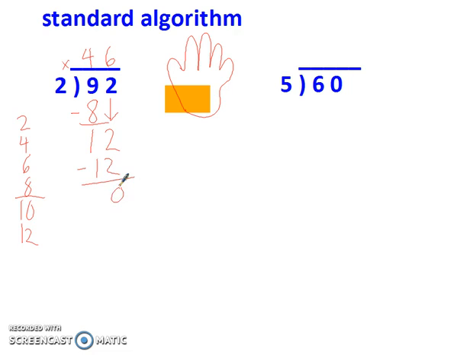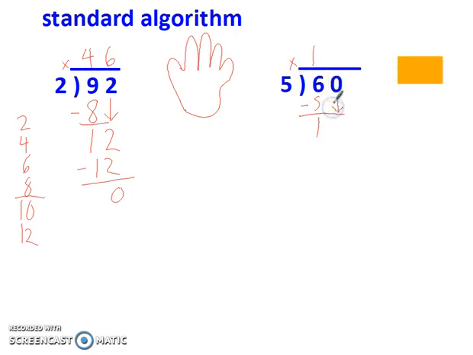Let's try it with the 5s. Remember, we're going to cover up everything except the first number. How many 5s in 6 without going over? 1. 1 times 5 equals 5. I subtract, I got a 1. Get this out of the way and bring down my other number.